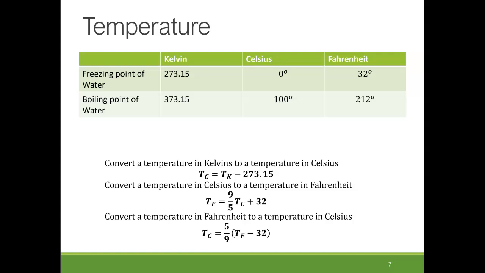To go from Kelvin to Celsius, we subtract 273.15 degrees. If you want to go from Celsius to Kelvin, you'd add. To convert from Celsius to Fahrenheit, you multiply that temperature by 9/5 and then add 32. Or to go from Fahrenheit back to Celsius, you would subtract 32 and then multiply by 5/9.